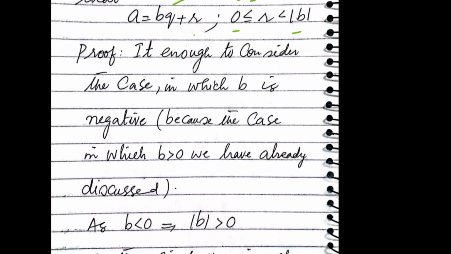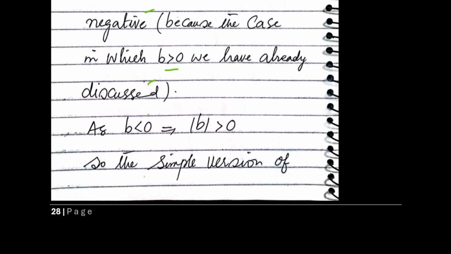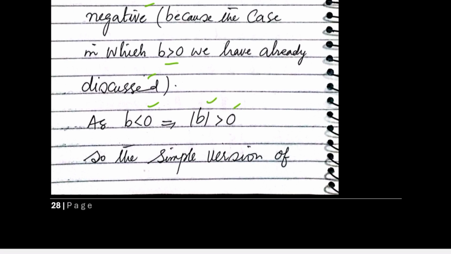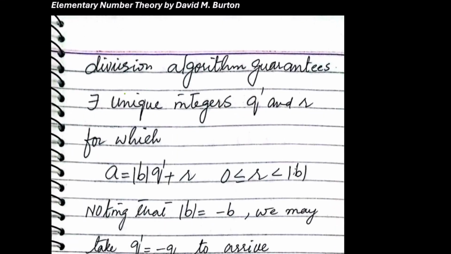It is enough to consider the case in which b is negative, because the case in which b is positive we have already discussed in our previous lecture. As here b is negative, this implies its absolute value is positive. So the simplest version of the division algorithm guarantees that there exist q dash, the quotient, and r, the remainder, for which we can write a is equal to |b| q dash plus r.